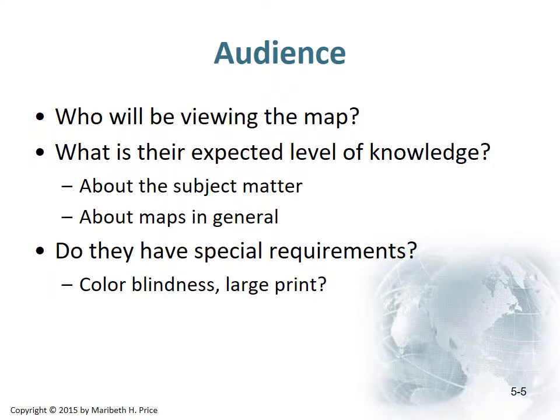So our audience can vary quite a bit, and we don't always know who's going to be seeing the map. Sometimes we can design a map specifically for an audience. We know their characteristics, we know what they're looking for, we understand what kind of information they want to have about the Earth's surface, and so we can specifically design something for them.